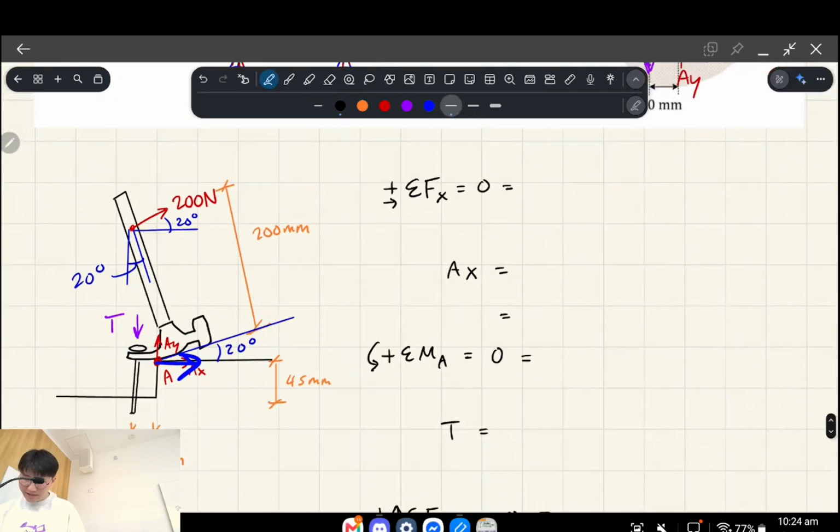Sum of the forces in the x direction. So we're going to work out that unknown, which is the horizontal component of the reaction A first. Okay, so let's look at all of the horizontal forces, right? We've got our reaction, Ax, pointing to the right, and we've also got the horizontal component of our diagonal, right? Which is going to be 200 cosine 20, right?